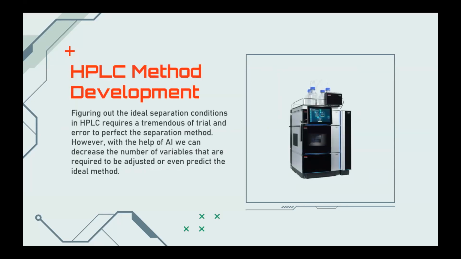Another application could be in the HPLC method development. In the HPLC, finding an ideal separation condition is very tedious and requires a lot of trial and error to find the ideal method. However, using AI, we can minimize the number of variables that we need to think of, and we might even be able to predict the ideal conditions of a certain mixture to separate it.